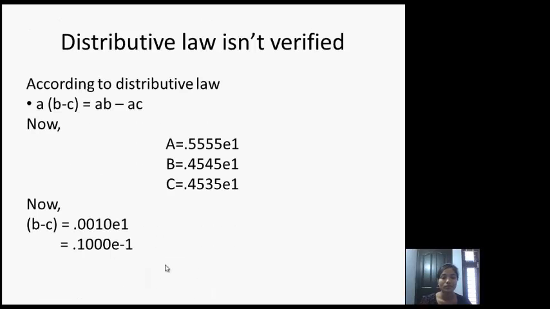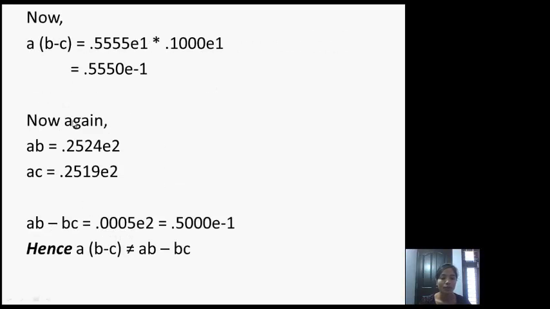Now we'll test the distributive law. According to the distributive law, a × (b - c) is equal to ab - ac. Again, we assume nearly equal values for a, b and c: a is 0.5555 × 10^1, b is 0.4545 × 10^1 and c is 0.4535 × 10^1. Now first we'll compute the LHS, that is, a × (b - c).